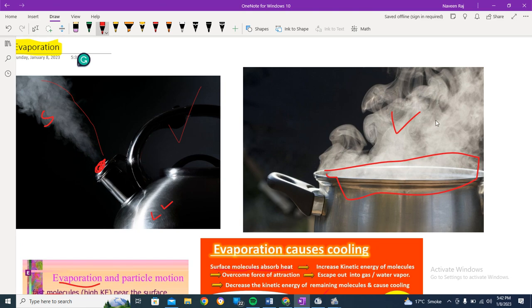Intermolecular forces also play a role. The weaker ones will get evaporated more easily, while the stronger ones will take time. Other factors are humidity and wind speed. If wind speed is more, the evaporation would be easier, and all these factors affect it.